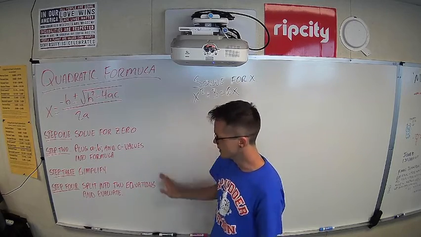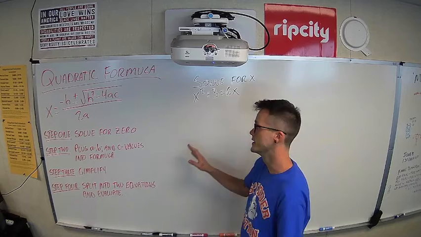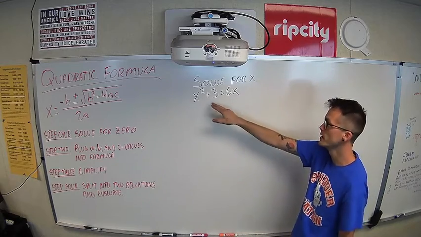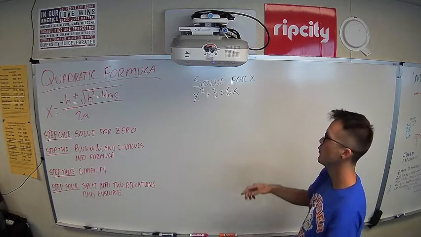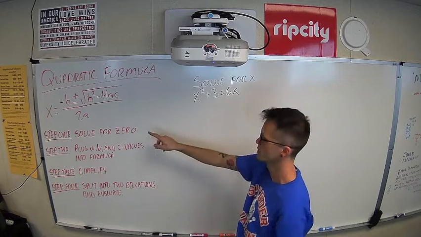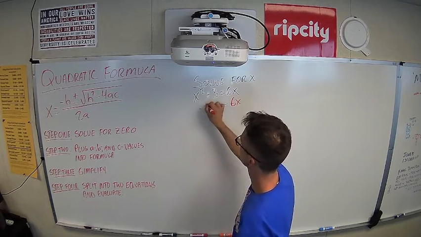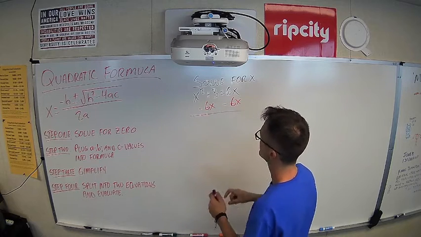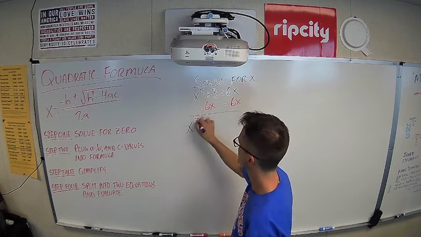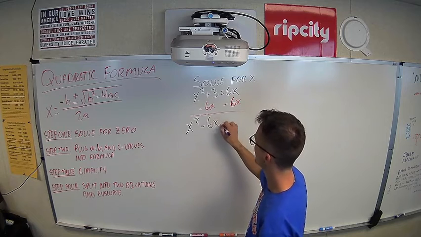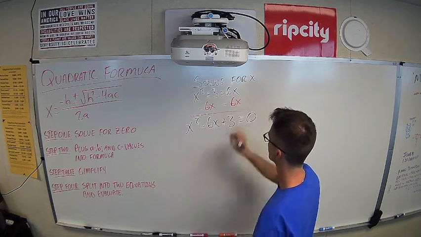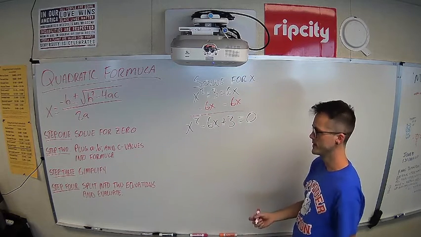Same formula, same step-by-step as the last video. Let's do it. Solve for x. x squared plus 3 equals 6x. We want to get everything on one side. We're solving for 0. That's our first step. So subtract 6x from the right. Subtract 6x from the left. And we learn x squared minus 6x plus 3 equals 0. All right, step 1 is done.